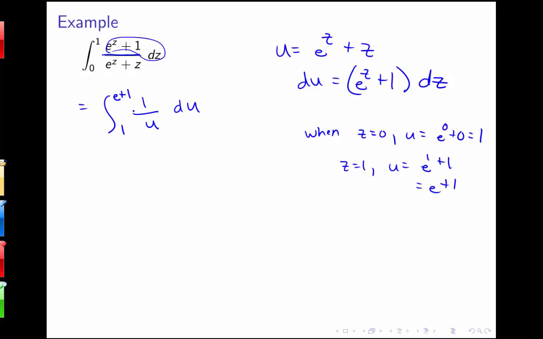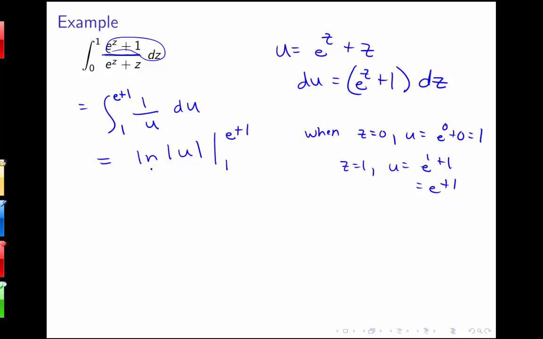So don't worry if your limit ends up being something that involves e or pi or some sum of a couple of different things. So here we need to use that our antiderivative of 1 over u is the log of the absolute value of u. Always write the absolute value bars in your work, even if when you evaluate you won't need it. At this stage I still just need the general antiderivative.